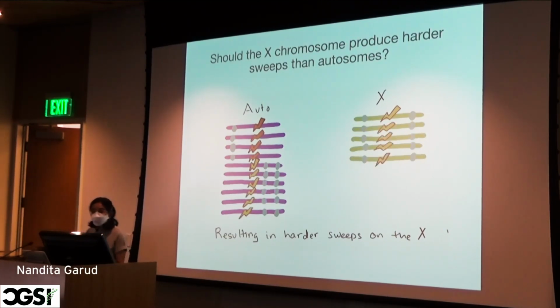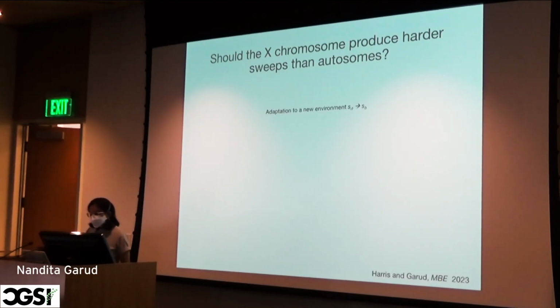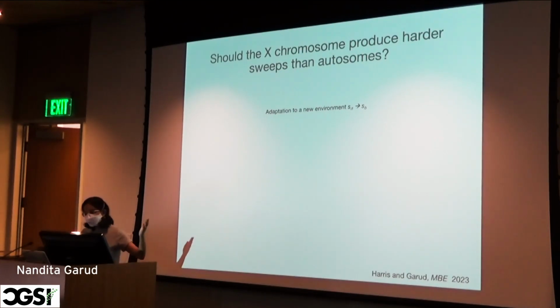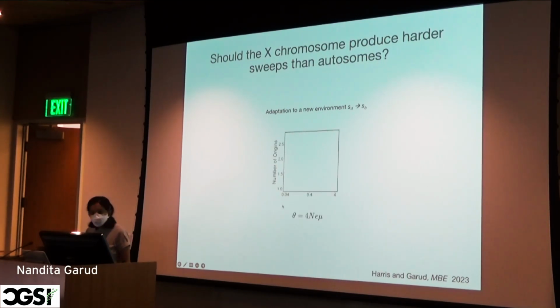So, having honed our intuition on this, let's take a look and see in simulations, should the X chromosome produce harder sweeps than autosomes? So we're going to look at a situation where the environment shifts and a mutation that had a deleterious effect, SD, suddenly becomes beneficial. So it's standing variation. On the x-axis, I'm showing the adaptive mutation rate, theta, and on the y-axis, the number of origins of the sweep, which you can take to be a proxy for the softness of a sweep.